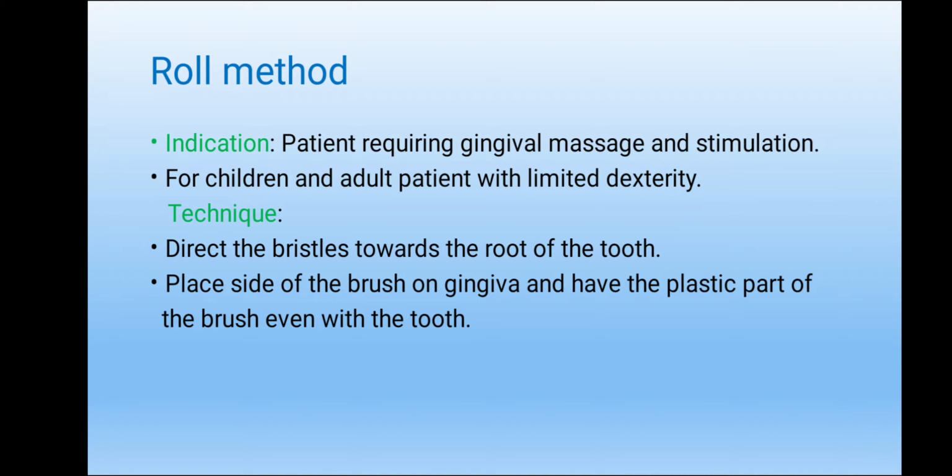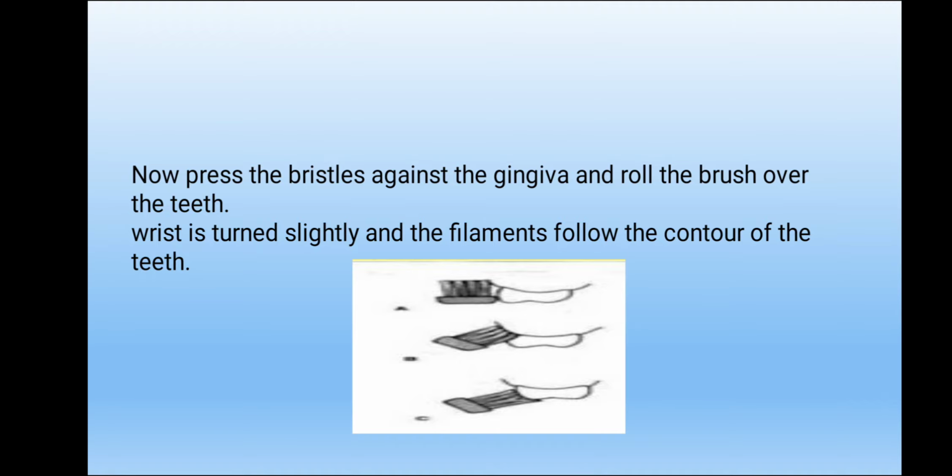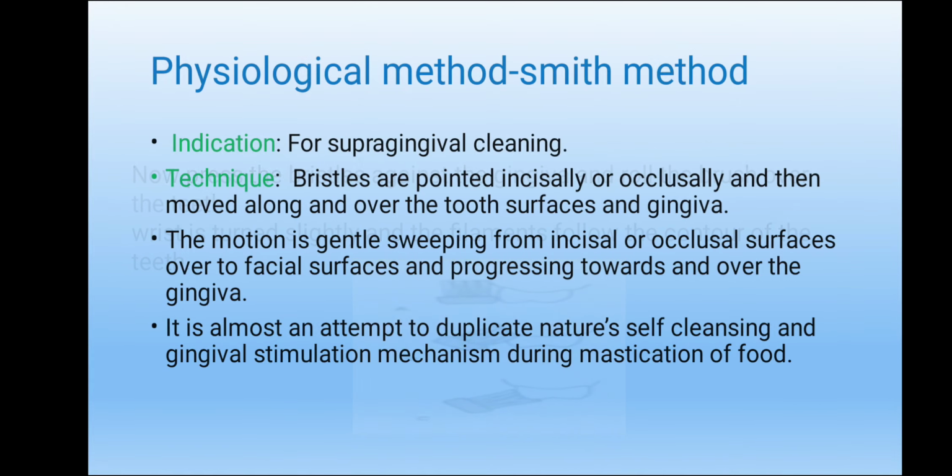Technique: direct the bristles towards the root of the crown. Now place the side of the brush on the gingiva and have the plastic part of the brush even with the tooth. You see here, it's positioned towards the root. Now press the bristle against the gingiva as you see, and roll the brush over the teeth. So this is the method.